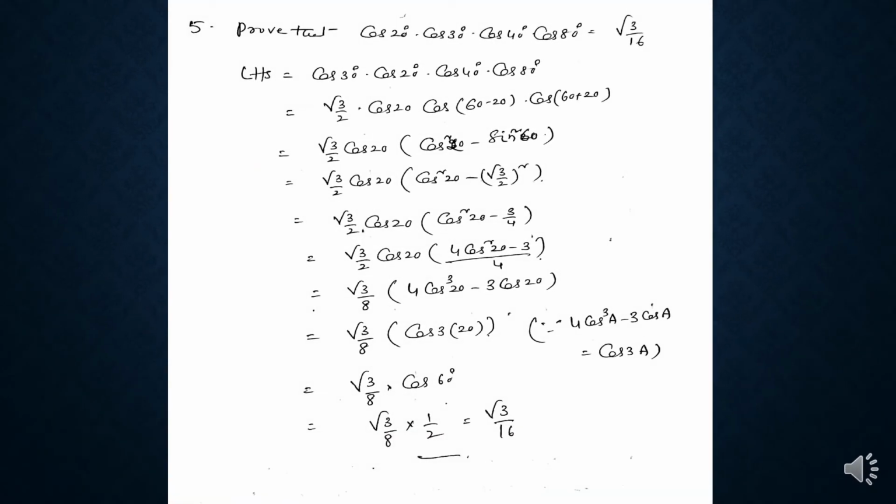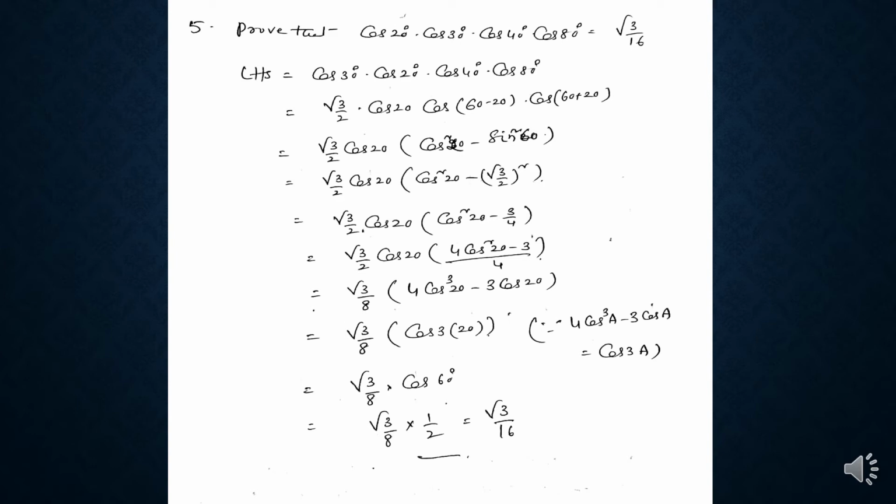Cos 20 degrees into cos 30 degrees into cos 40 degrees into cos 80 degrees is equal to root 3 by 16. How can we prove this product as root 3 by 16? So in this product also in LHS, we have one known value, that is cos 30. So write the value of cos 30 here. Root 3 by 2 into cos 20 into cos 40 into cos 80.